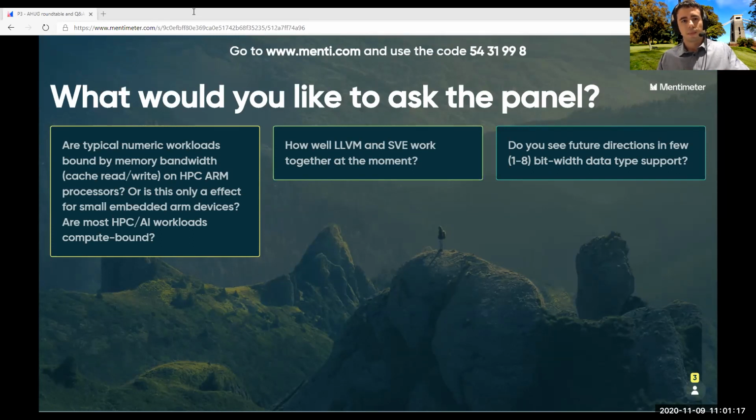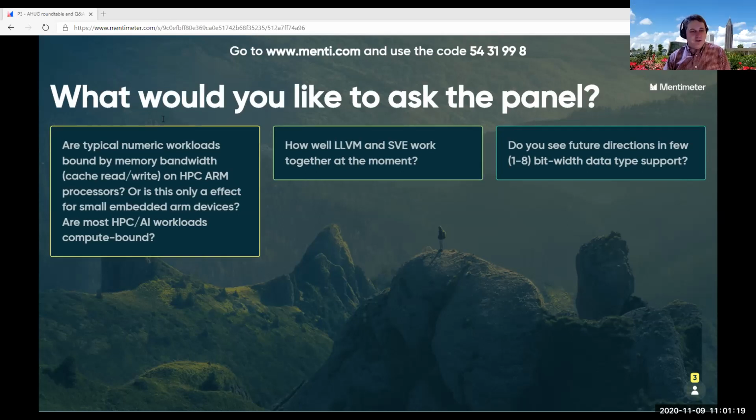Great. And I think we've got to wrap up here, but if you'd like to speak about your application: are most HPC AI workloads compute bound, or is HBM, which we're seeing on new systems, a critical aspect, or do we just need to see processors with really big caches? I don't know if any of you quickly want to speak to that.